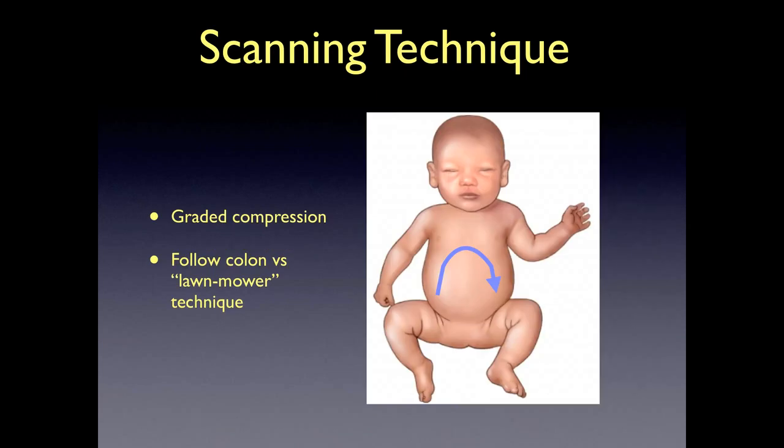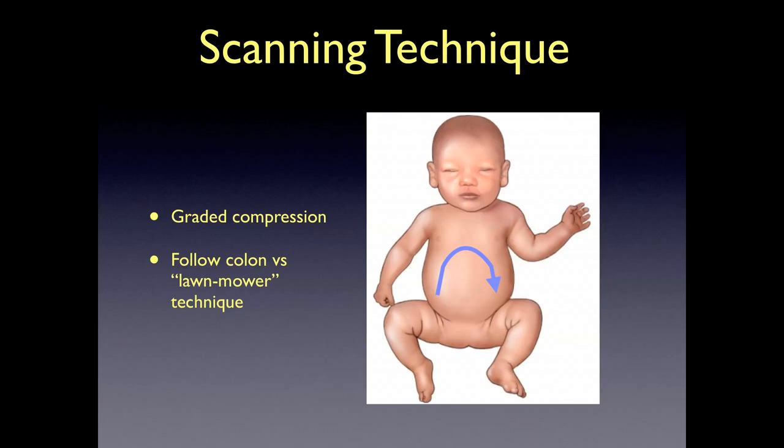In order to visualize potential intussusception, graded compression techniques should be used. In other words, slow and steady pressure should be applied via the ultrasound probe onto the abdominal wall in order to displace the overlying bowel gas.